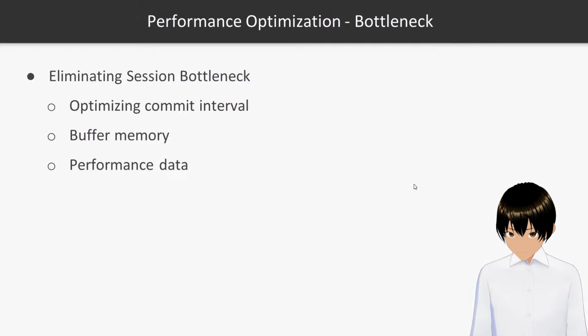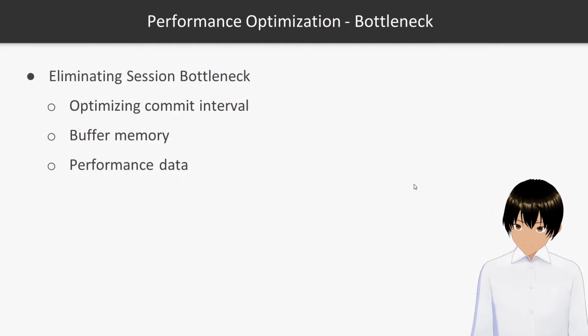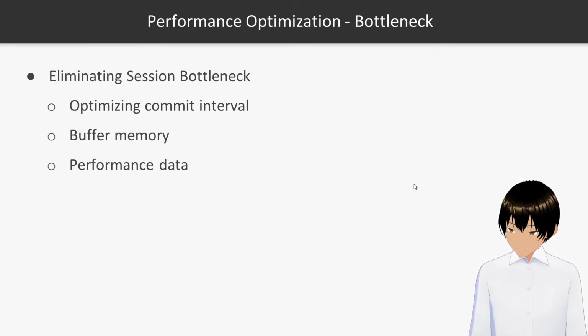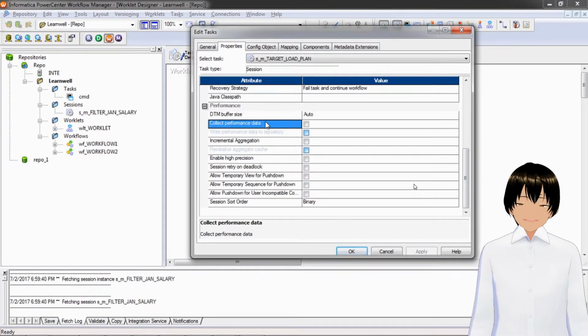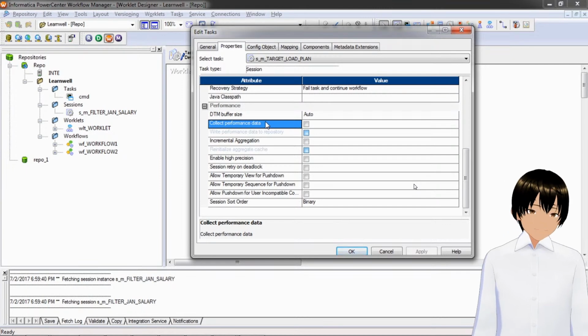Buffer memory. When you run the workflow, integration service needs to allocate blocks of memory to hold the data at various stages of processing, including cache if required. Make sure you have sufficient buffer memory available, or else integration service fails the process because of the lack of memory. Performance data. Session properties allow you to store the performance-related details to the repository. If you select to save the performance details, integration service writes the log to the repository. This will consume processing time. Make sure you're not checking the option if you do not require saving the performance details.